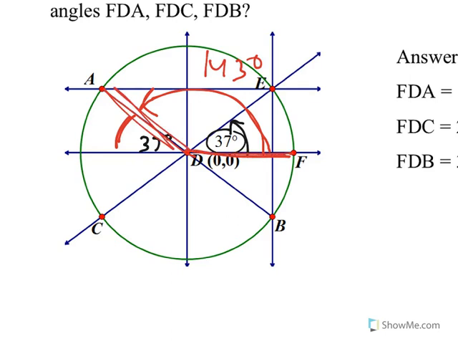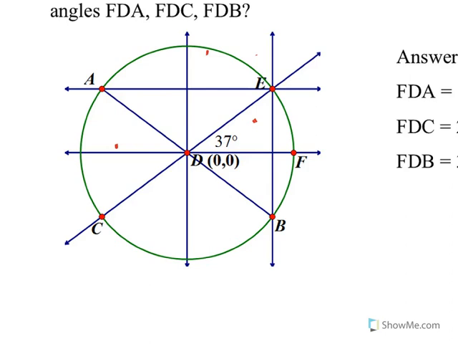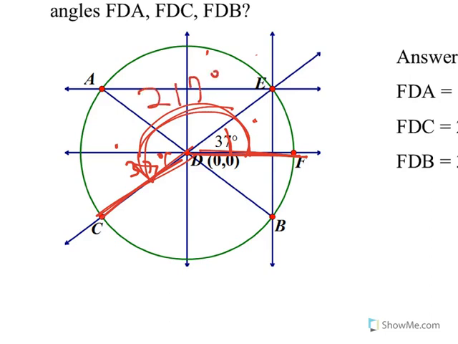Okay, that's angle FDA. What about FDC? If I was instead doing this angle, it's bigger, from here all the way to there, well, that's bigger than 180. But how much bigger than 180? Because of vertical angles, this is 37 degrees also. So this angle is 180 plus an additional 37, which is 217 degrees.